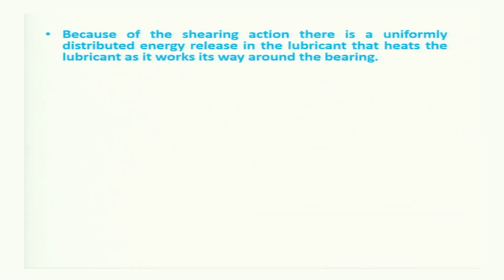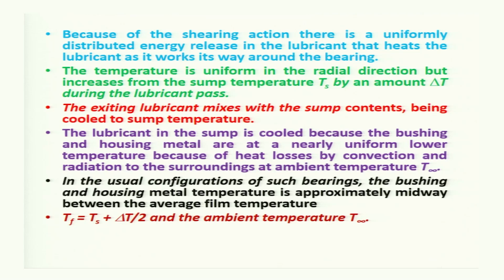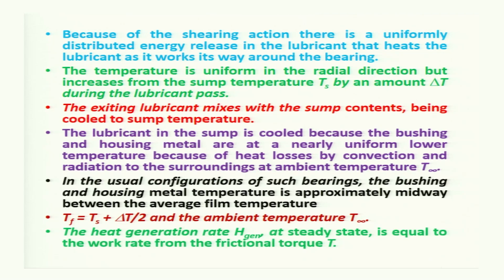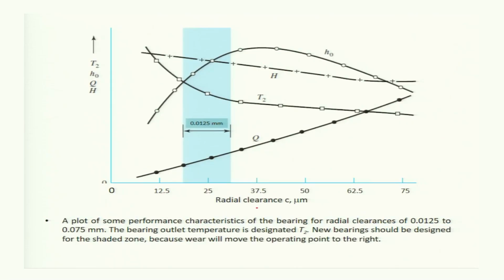Because of the shearing action, there is a uniformly distributed energy release in the lubricant that heats the lubricant as it works its way around the bearing. Okay, so we have Tf equal to Ts plus delta T, the same as the previous one. Now, the next thing is related to the radial clearance and different values: the outside temperature of the lubricant coming out, H0, Q and H. So, how do these values change with the radial clearance?